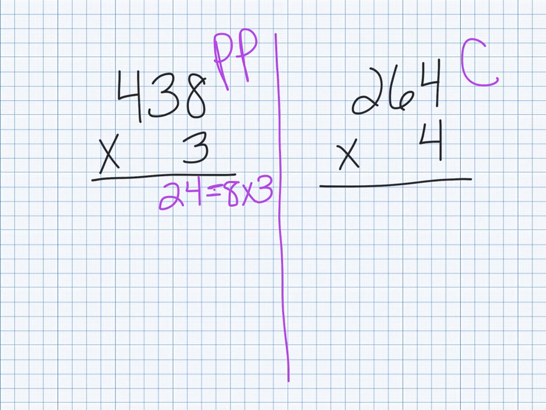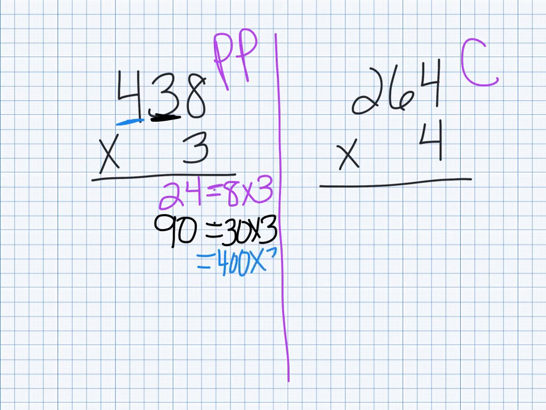Then my next one is 30 times 3, because this 3 is in the 10 zone. So 30 times 3, I have 90. And then I'll go with my next one, which is in the 100 zone. So I have 400 times 3. I drop my 2 zeros down from the 400 times the front number, which is 12, and add.